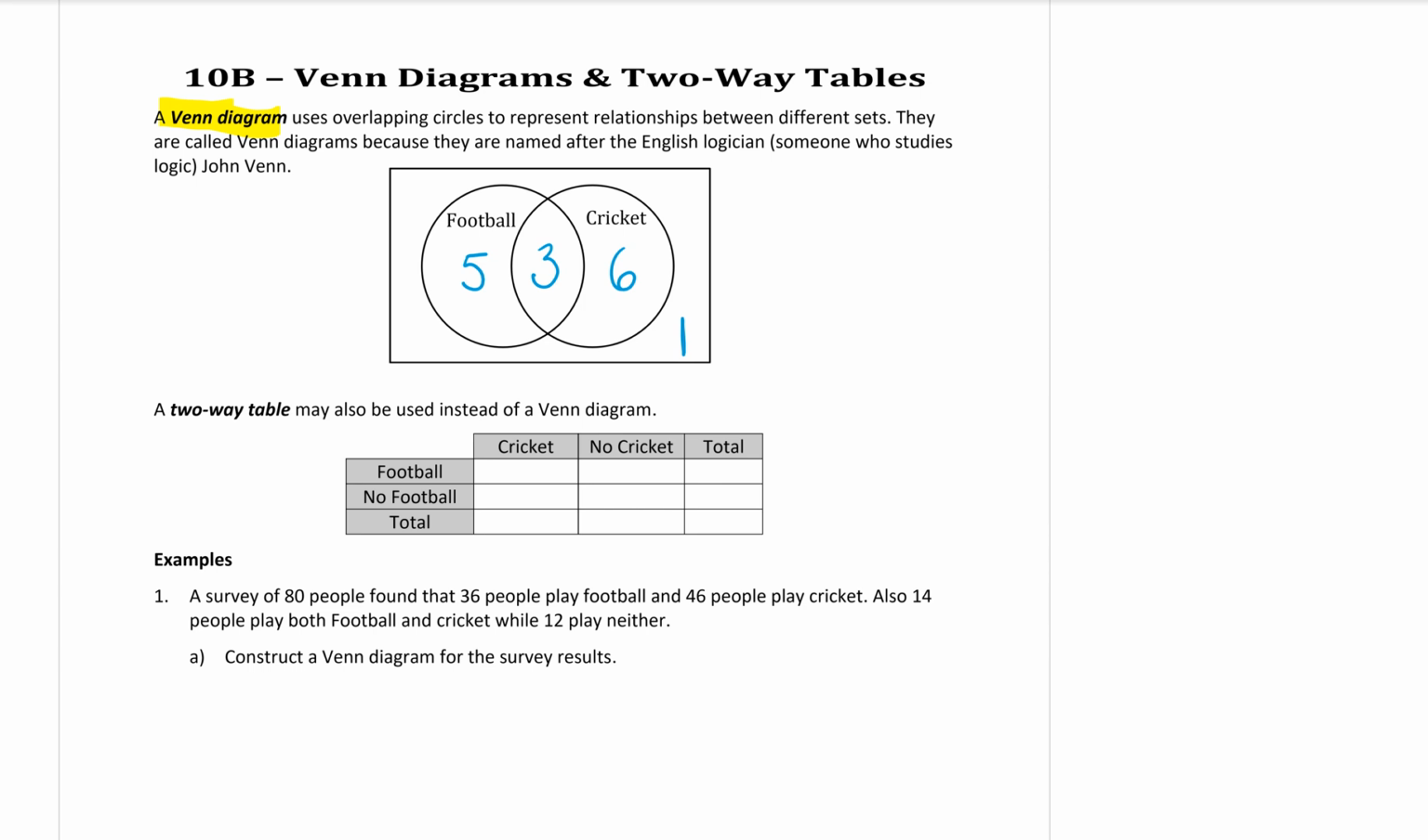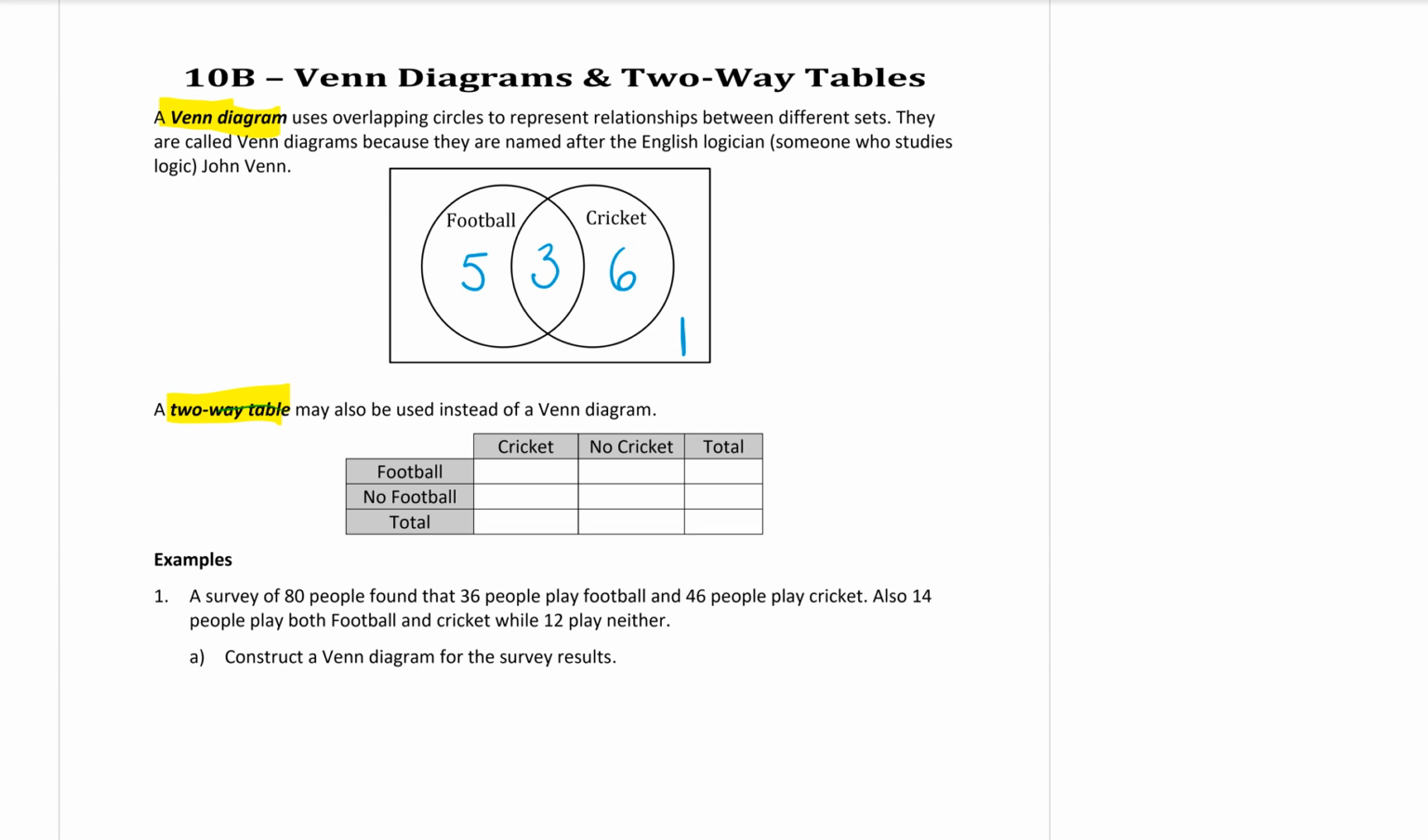Now, a Venn diagram is one way to display this kind of data where you're comparing two things like football and cricket. Another way to compare them is using a two-way table. Two sets of data and two-way table kind of makes sense. What we're trying to do here is use our same numbers from comparing football and cricket up here, and put them into this two-way table.